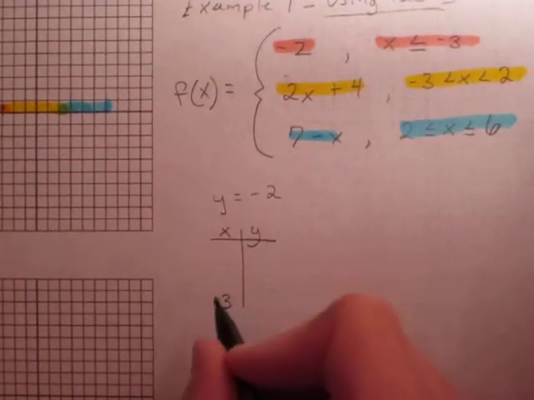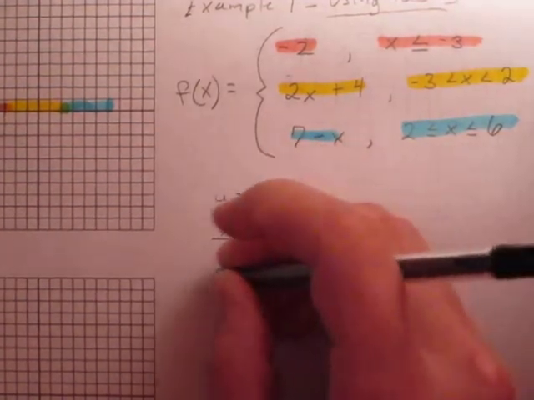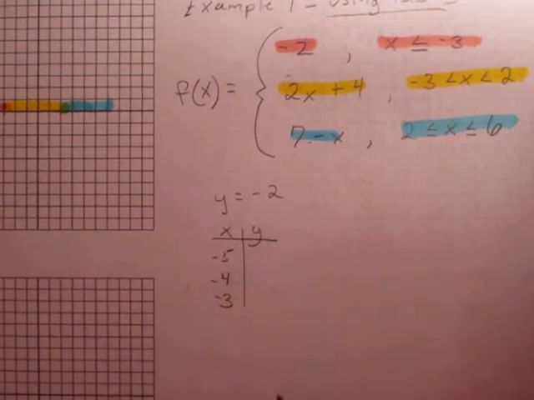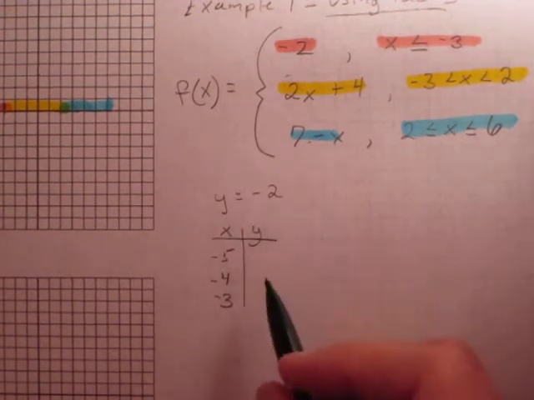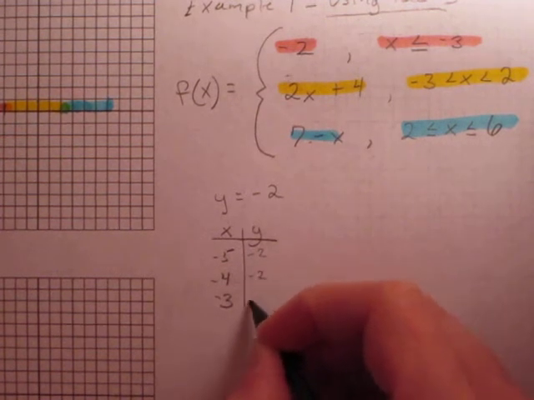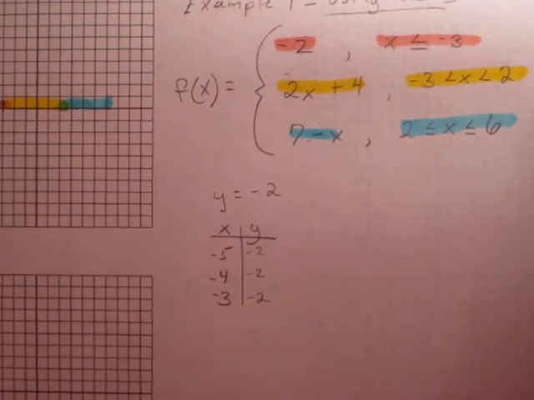And then I just have to fill in a couple values. So we'll say -2, or I'm sorry, we have to go decreasing. So -4, -5, and the rule is y equals -2. So at all of these values, y is going to be -2. And we could graph that. I'm going to graph them all here in a second.